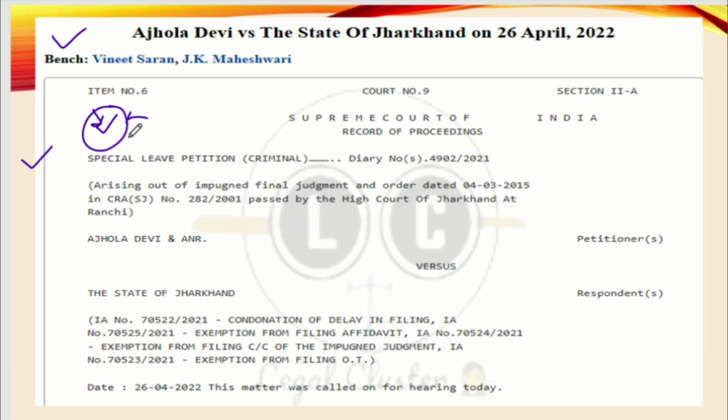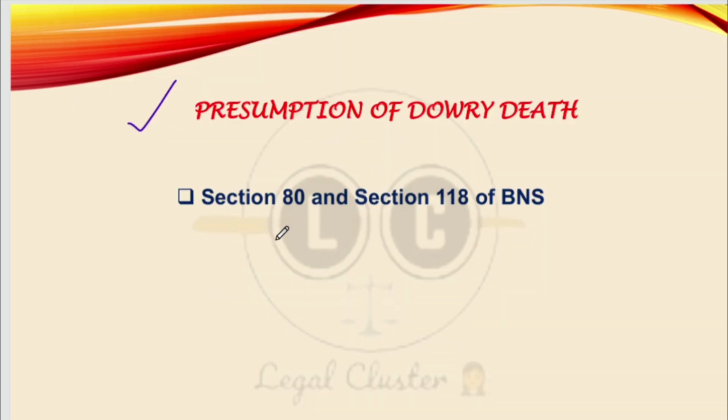So, what is the presumption of dowry death? To understand this point, we need to go through Section 80 and Section 118 of BNS. These two sections provide for a statutory presumption of dowry death. When it is shown that soon before her death a woman was subjected to cruelty or harassment for or in connection with demand for dowry, the court shall presume that such person has caused the dowry death. This presumption is mandatory in nature.